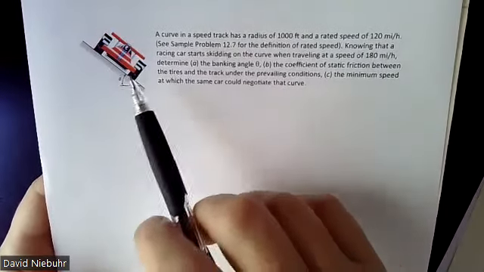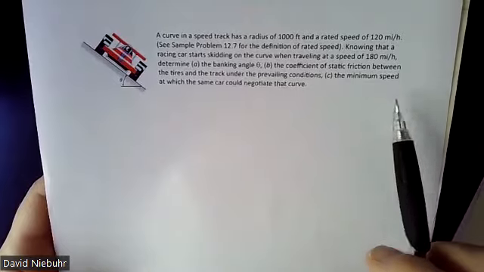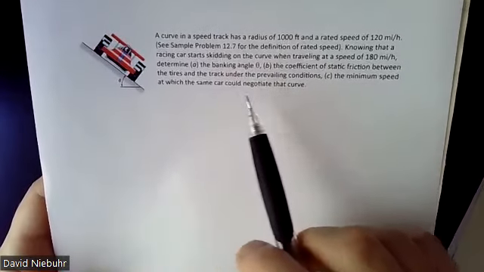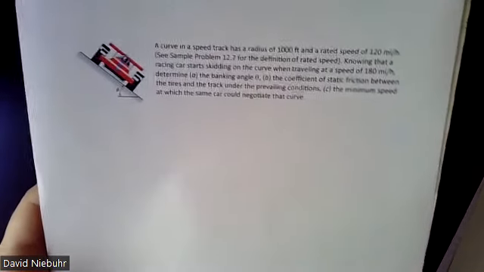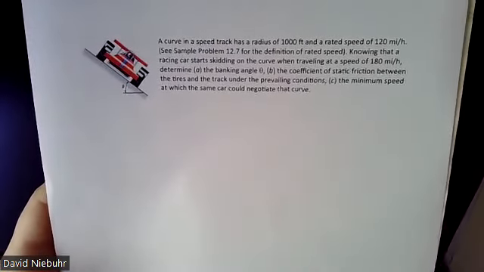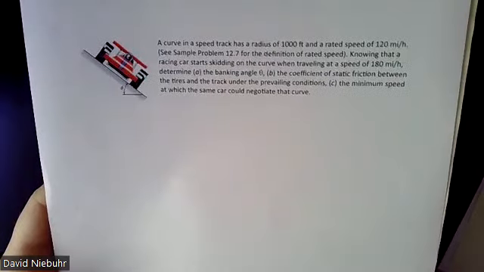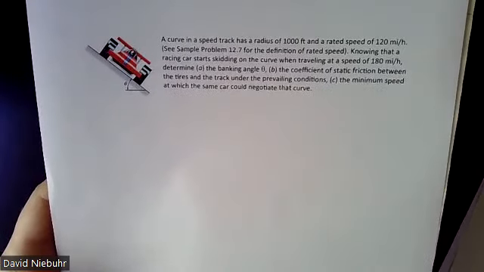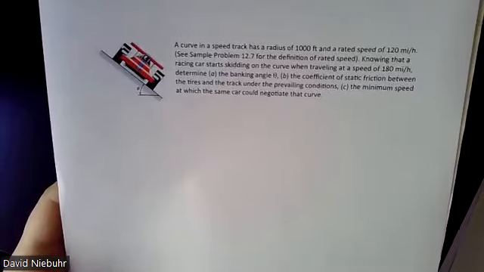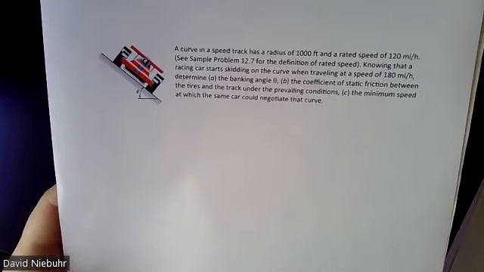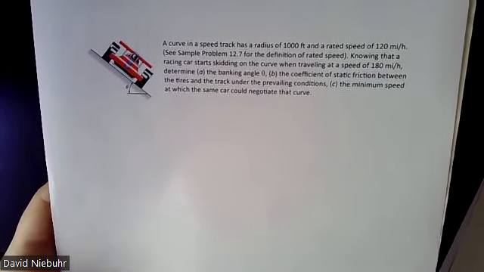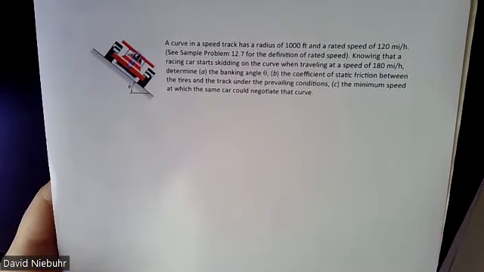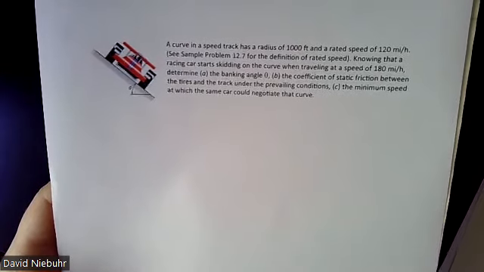Then we want to go back and determine what is the minimum speed at which the same car could negotiate that curve. So meaning that if it just starts to skid at 180, how slow could it go and not slide back down the slope? All right, so that's the nature of it. So just like the other ones we've done, it's pretty much the same idea. Set up a free body diagram, identify your acceleration towards the center, and go from there.